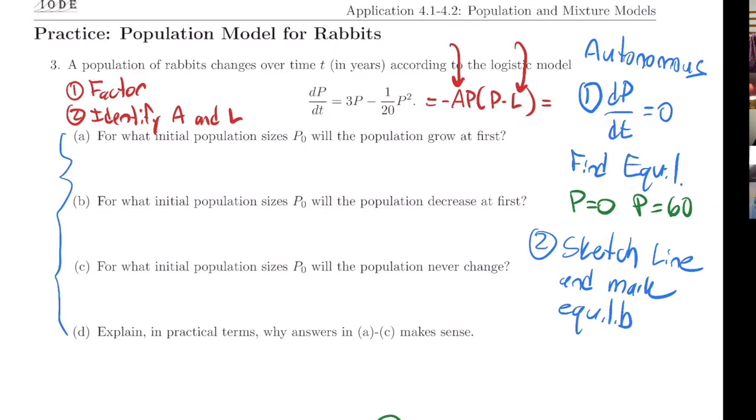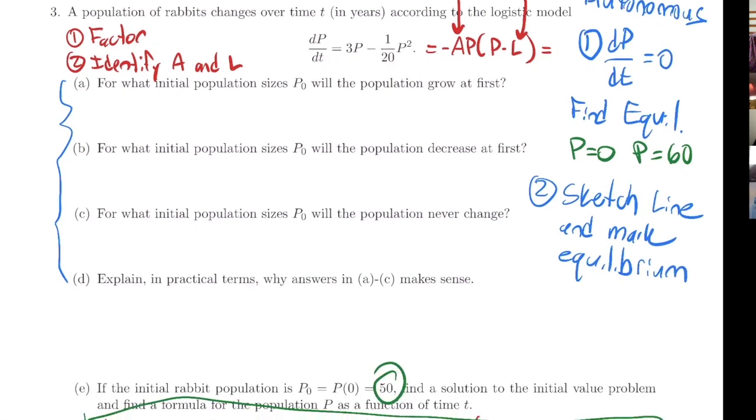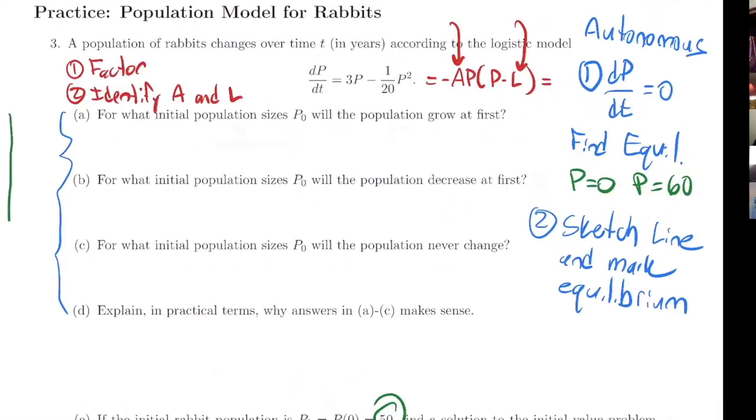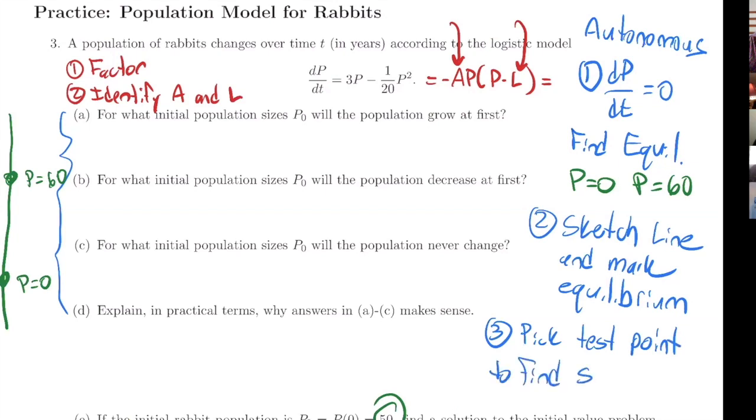Then we sketch our line and mark our equilibrium on that line. So I'll do it over here. And then we pick a test point in between each equilibrium. What we're interested in is finding the sign of the derivative to know whether my solutions are increasing or decreasing.